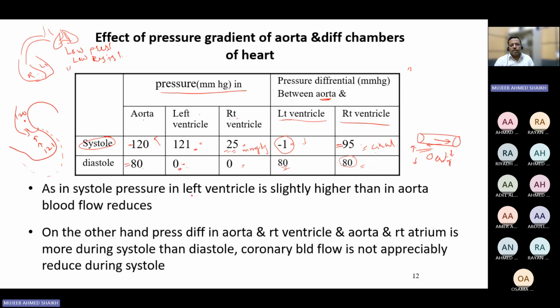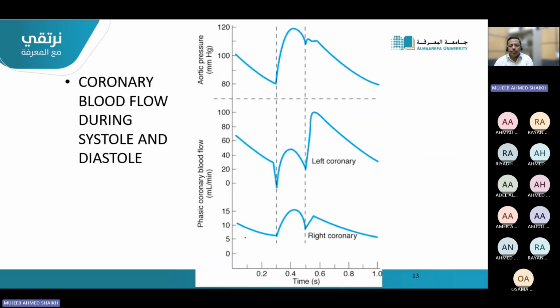As systolic pressure in the left ventricle is slightly higher than in the aorta, blood flow will reduce. On the other hand, the pressure difference between the aorta and right ventricle, and the aorta and right atrium, is more, like 95 in systole than in diastole. Coronary blood flow is not appreciably reduced. So the right side will be okay and the left side will have reduced blood flow. Okay. This is how it can be seen.